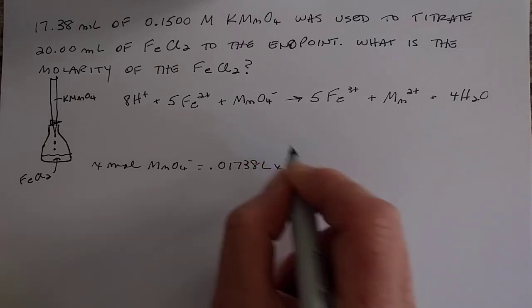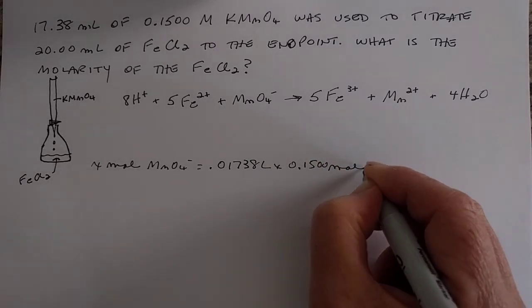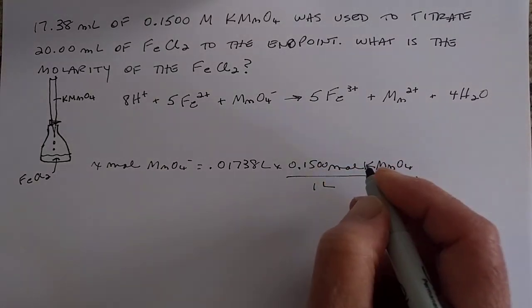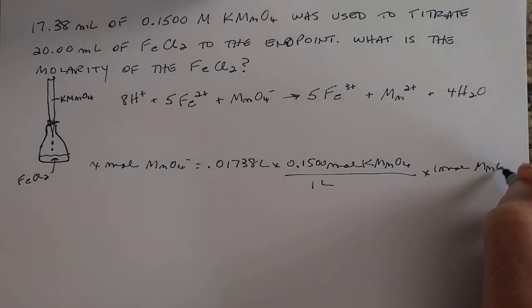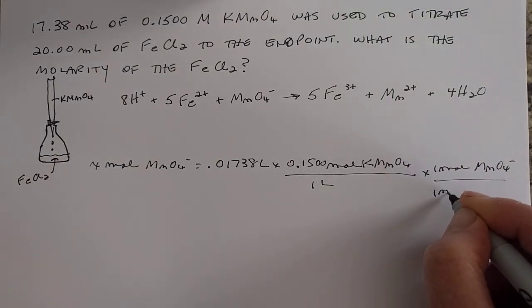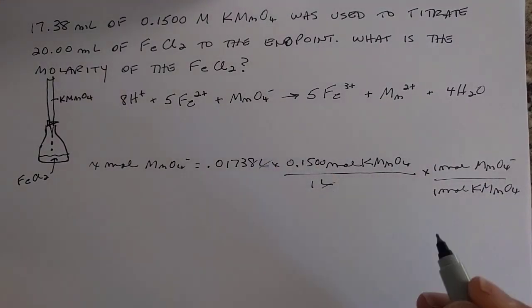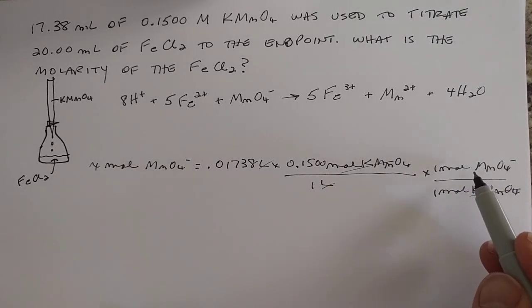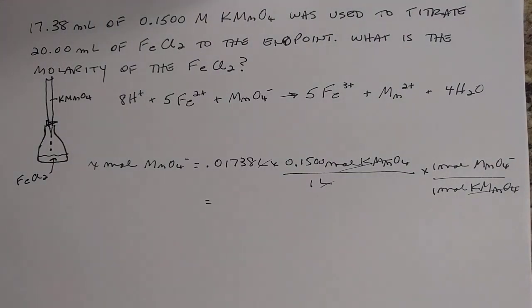and I'm going to change that to liters, 0.01738 liters, times our molarity, 0.1500 moles of KMnO4 for every 1 liter, times 1 mole of MnO4- for every 1 mole of KMnO4. Liters cancels liters, moles of potassium permanganate cancel potassium permanganate, and I'm left with moles of permanganate ion. So let's calculate that out.